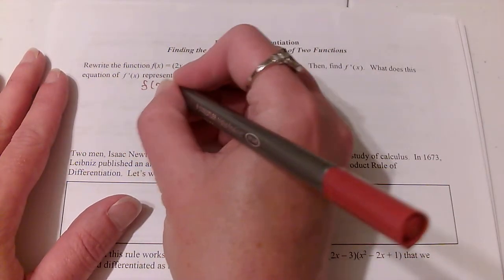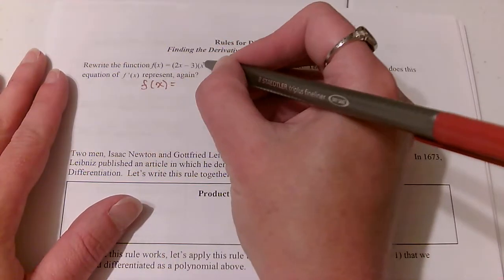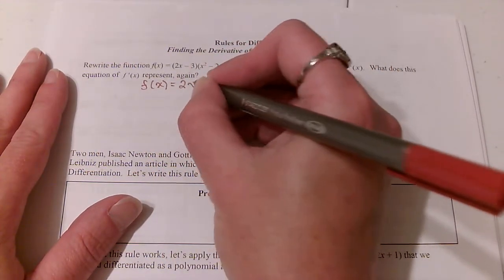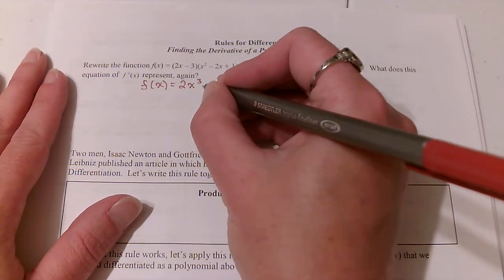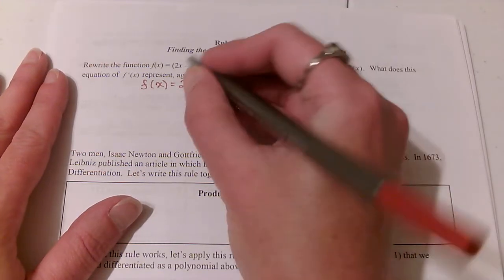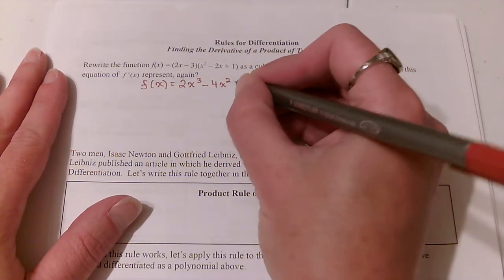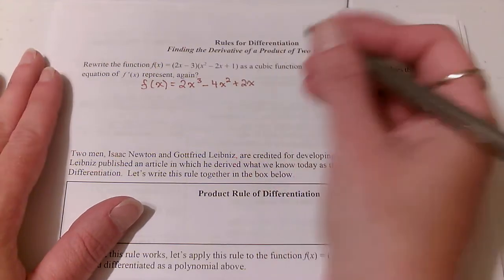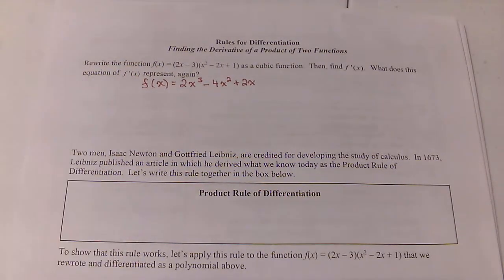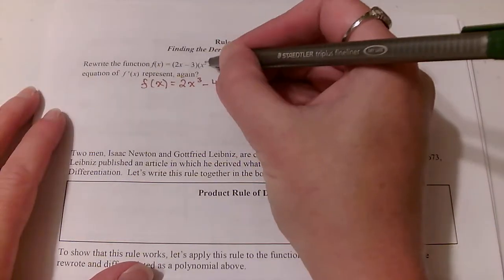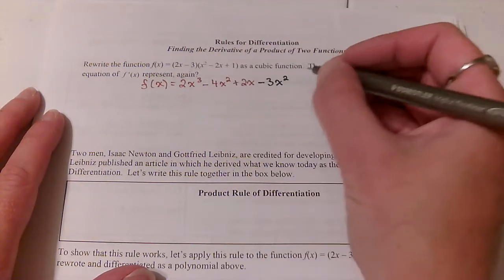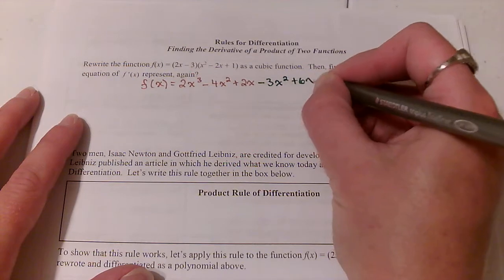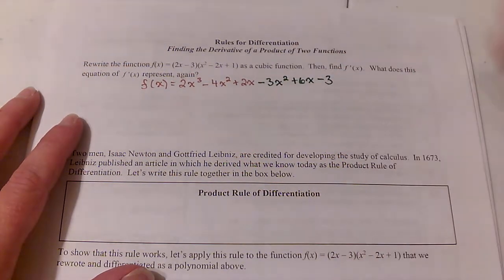If I distribute, I would get 2x times x squared, which is 2x cubed. 2x times negative 2x is negative 4x squared. 2x times 1 is 2x. So we distributed the 2x. Now I want to distribute the negative 3. So negative 3 times x squared, negative 3 times negative 2x, and then negative 3 times 1.